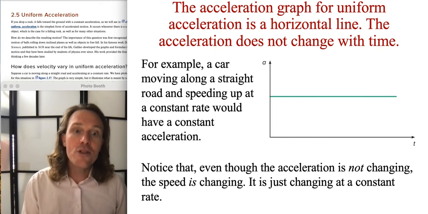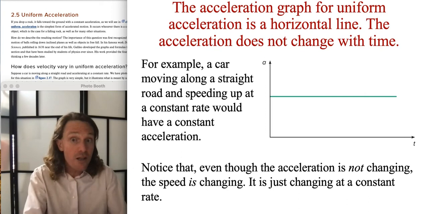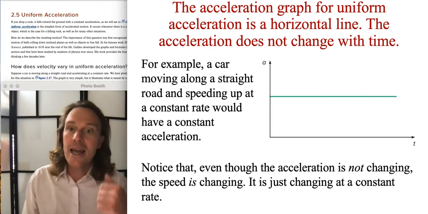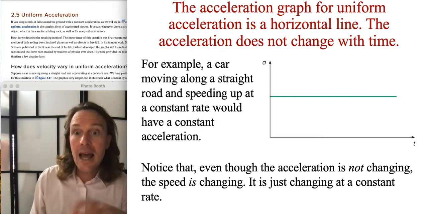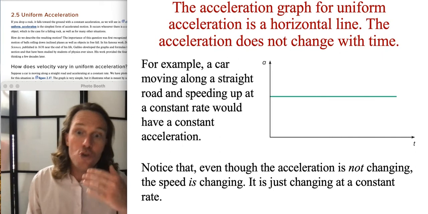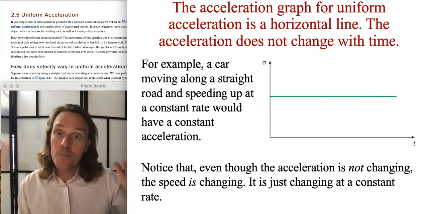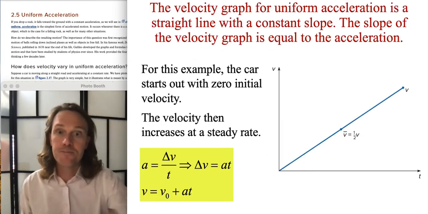So notice that even though the acceleration is not changing, the speed will be changing, right? Because you are speeding up. Constant acceleration is still a change. It's a change in speed, okay? We'll see it's a linear change in speed, and it will create a square change in position. So we're actually going to end up with a parabolic displacement, okay, a parabolic position function.